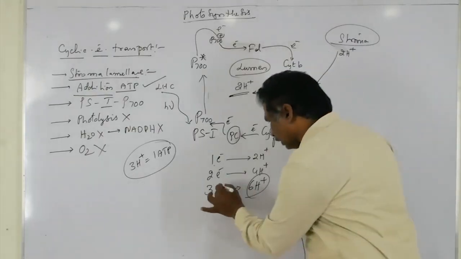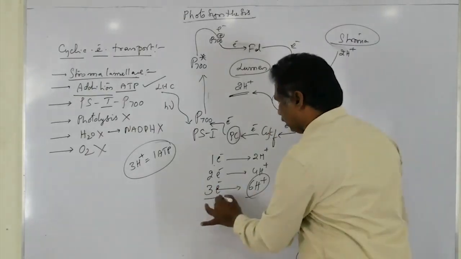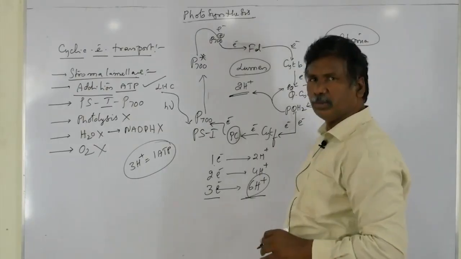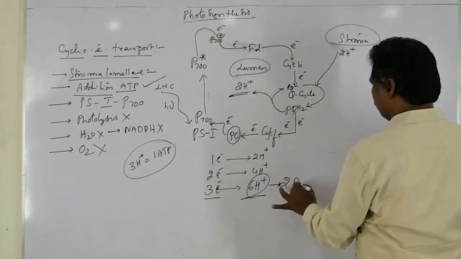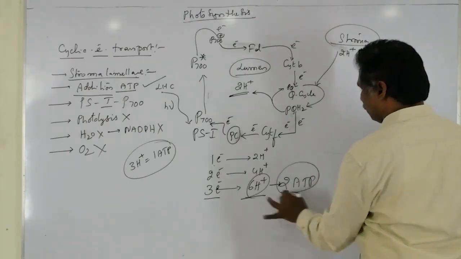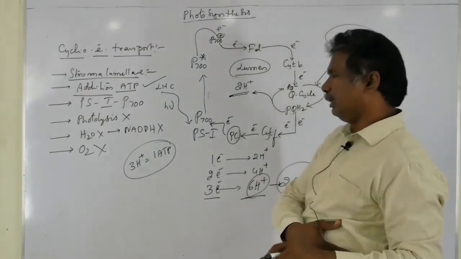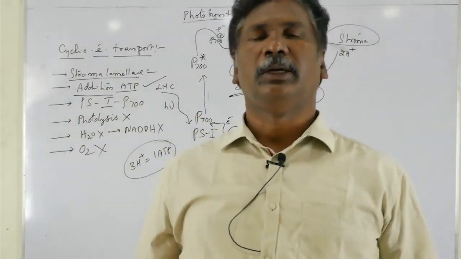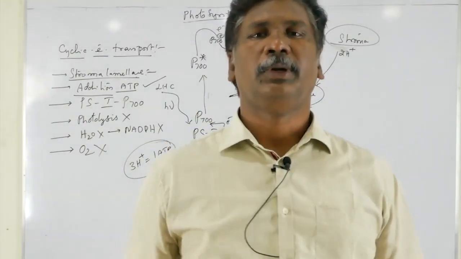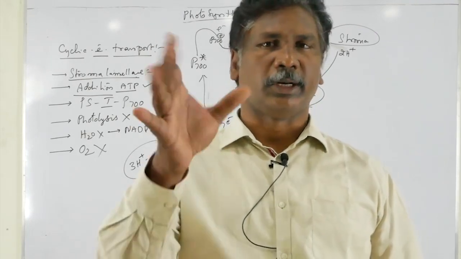For every 3 electrons, 6 protons are translocated into the lumen. Those are sufficient for production of 2 ATP. So only that much ATP is produced during the cyclic electron transport.